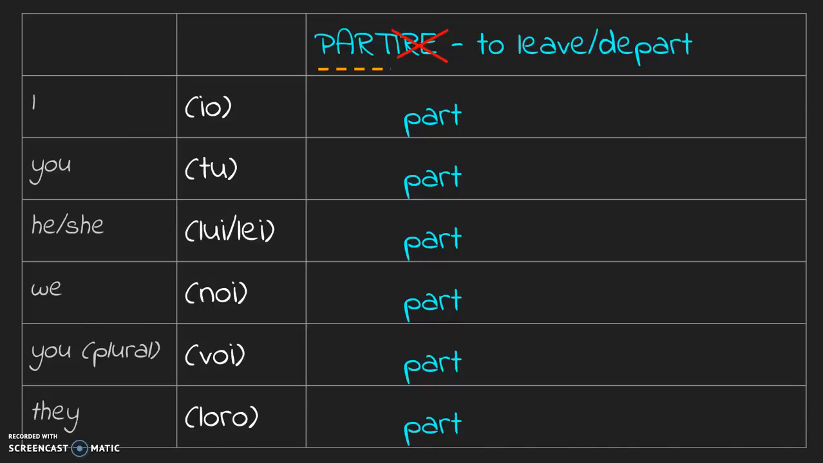previous two forms, but the endings are o, i, e, iamo, ite, ono. So, io parto, I leave. Tu parti, you leave. Lui o lei parte, he or she leaves. Noi partiamo, we leave. Voi partite, you plural, leave, all of you leave. And loro partono, they leave.